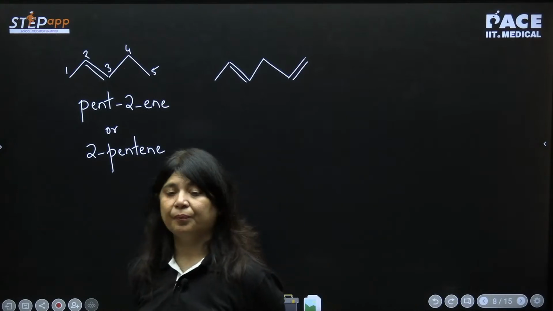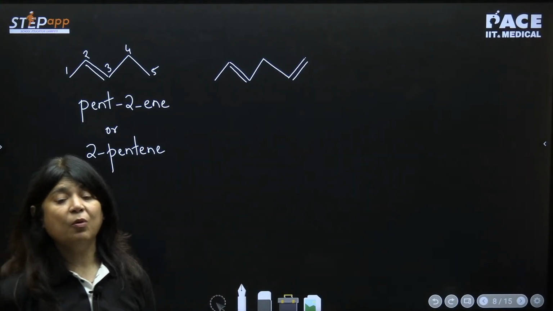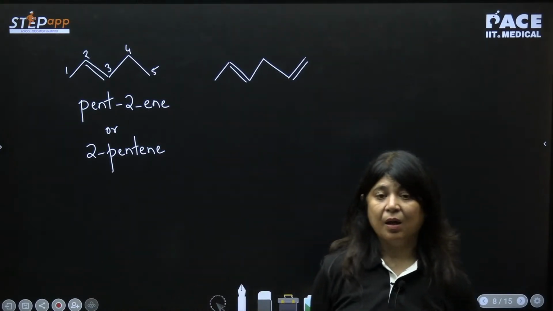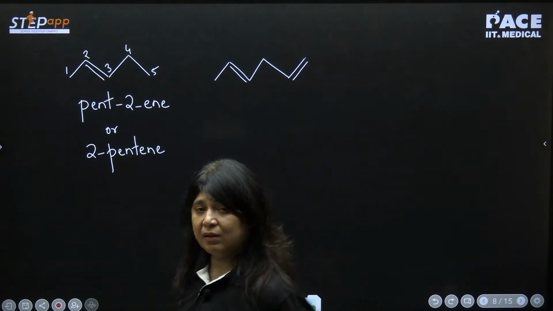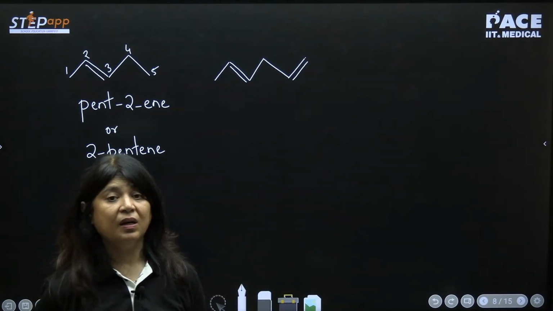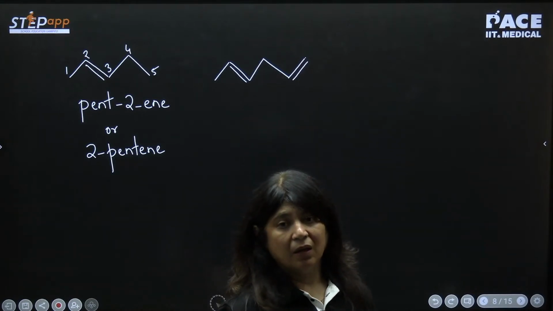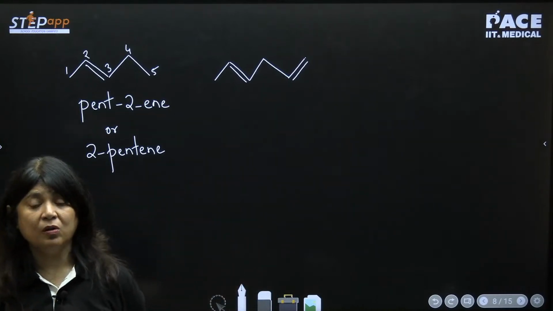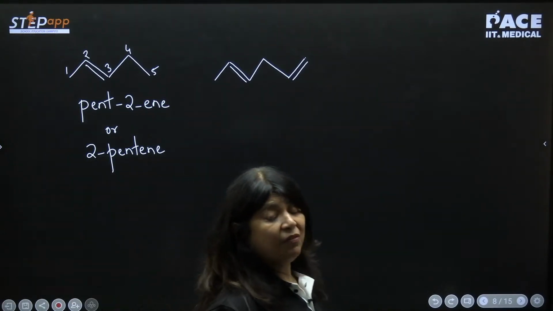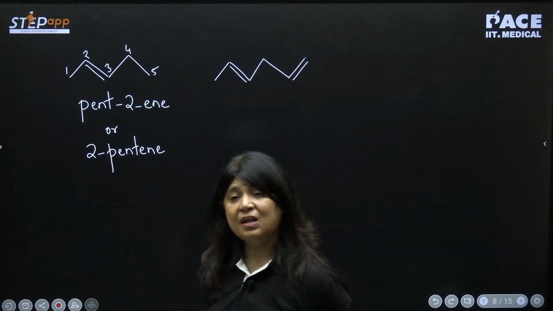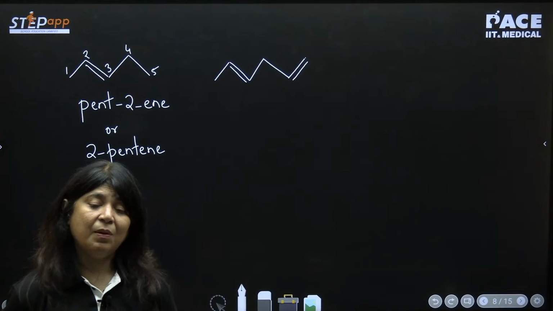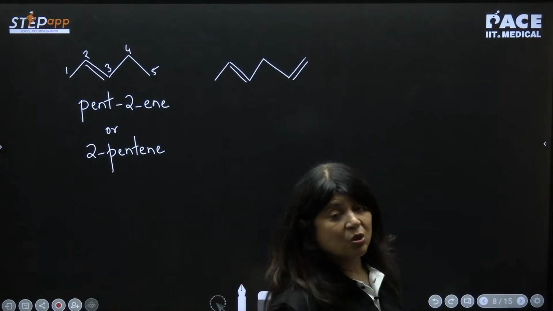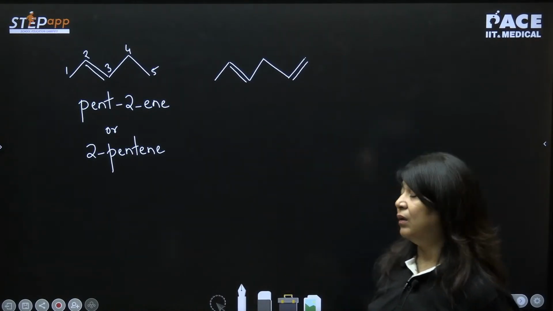Now this compound has 2 double bonds. Of course, it has an ene group. Ene means alkene, but the 2 double bonds are there. So if there are 2 double bonds, it is going to be called a diene. If there are 3 double bonds in a compound, it is a triene. If there are 4 double bonds, it is tetraene. 5 double bonds, pentaene. 6 double bonds, hexaene. 7 double bonds, heptaene, and so on. Now this compound has 2 double bonds, so I'm going to name it as a diene.